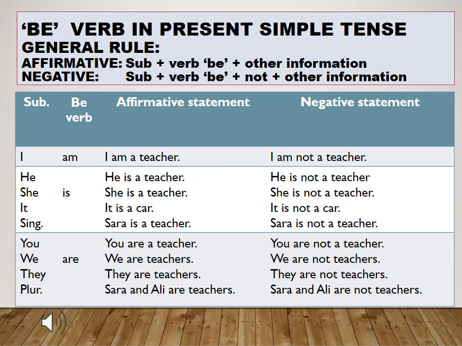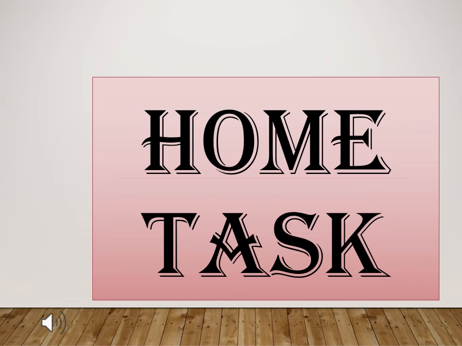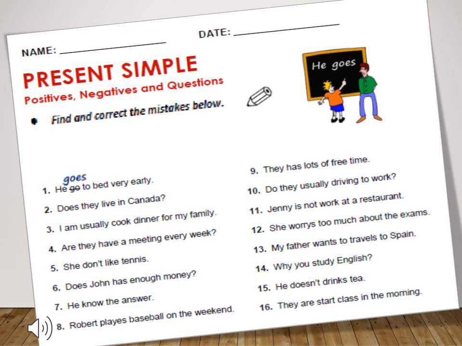Now, read and learn the remaining be verb examples and make some of your own. Now, let's move forward towards your home task. In this worksheet of present simple, we have positive statements, negative statements, and some questions.